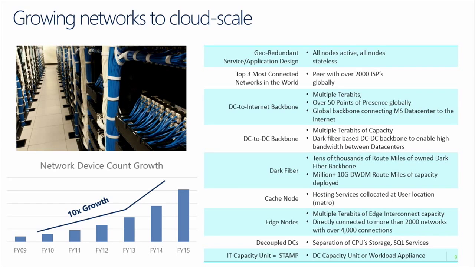So you can read some of those stats on the slide. I think it's interesting to look at just the amount of dark fiber that Microsoft has running our own network across the world. 1 million plus route miles of 10 gigabit per second or greater capacity deployed. It's pretty amazing stuff when you think about it.